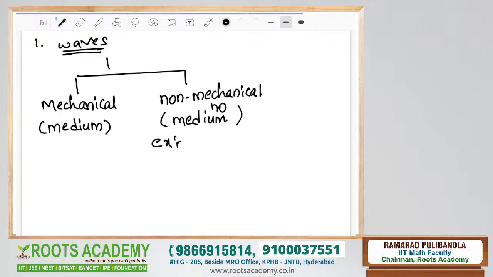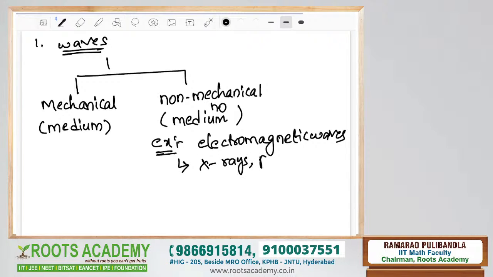Examples of non-mechanical waves are electromagnetic waves. What comes under electromagnetic waves? X-rays and gamma rays, and microwaves. These waves don't require a medium, so they come under non-mechanical waves, and mechanical waves transport energy from one place to another using a medium. Simply, a wave that requires a medium is classified as a mechanical wave, and a wave that does not require a medium is a non-mechanical wave.